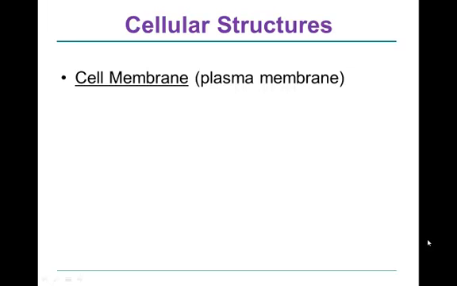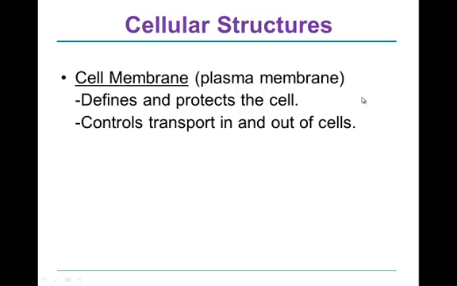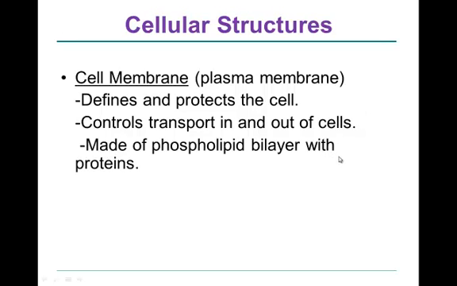The first structure we're going to consider is the cell membrane, also known as the plasma membrane. We'll preferentially use the first term. The cell membrane defines and protects the cell. It controls transport in and out of cells. Of course, it is made of phospholipids.